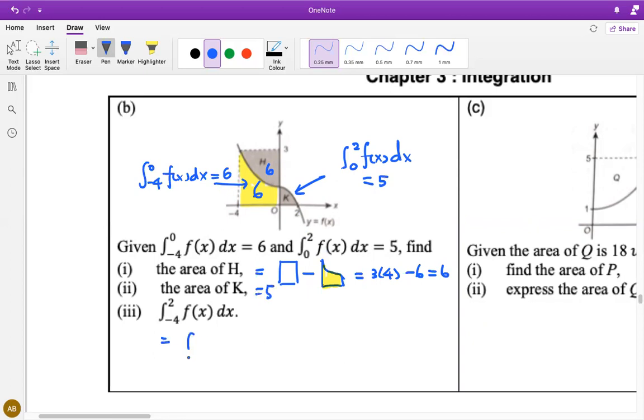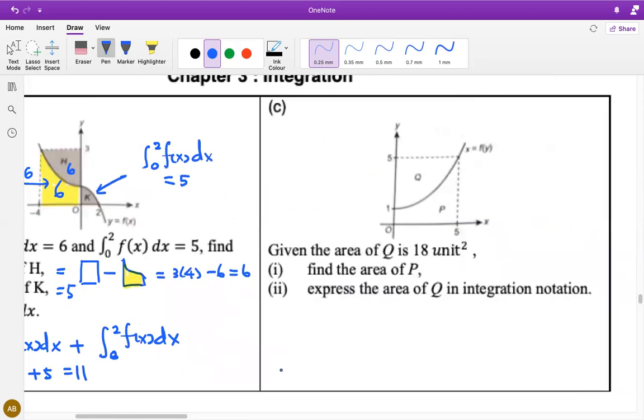Hence, the question asks you from negative 4 to 2. So you need to separate into negative 4 to 0 fx dx plus 0 to 2 fx dx. Hence, we will get 6 plus 5, so equivalent to 11, right? 6 plus 5 equivalent to 11. All right. Then we go to C.